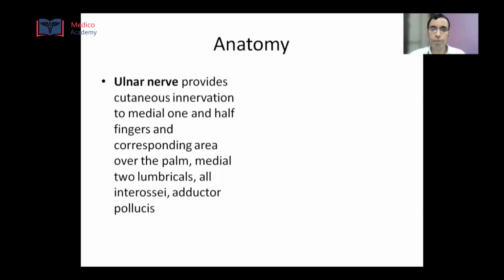Coming to the relevant anatomy, the ulnar nerve provides cutaneous innervation to the medial 1.5 fingers and the corresponding area over the palm. It also provides innervation to the medial 2 lumbricals, all the interossei and adductor pollicis muscle.